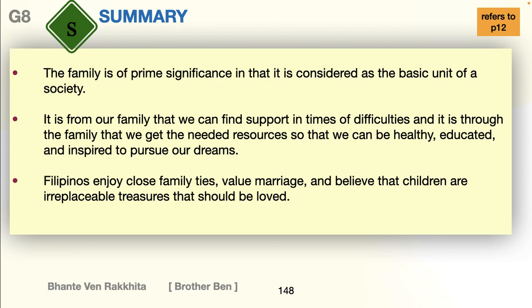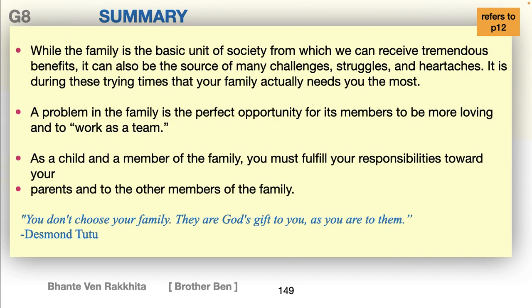Next, Filipinos enjoy close family ties. They value marriage and believe that children are irreplaceable treasures that should be loved. And next, while the family is the basic unit of society from which we can receive tremendous benefits, it can also be the source of many challenges, struggles, and heartaches. It is during these trying times that your family actually needs you the most.